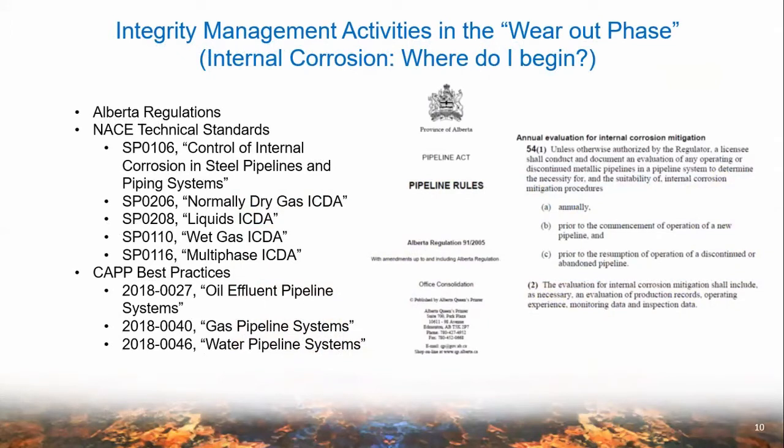The most prominent risk in the wear-out phase is internal corrosion. Note that Alberta regulations require that you evaluate the internal corrosion mitigation program annually. NACE standards and the Canadian Association of Petroleum Producers (CAPP) provide lots of guidelines and standards. They should be used to assess and control internal corrosion.